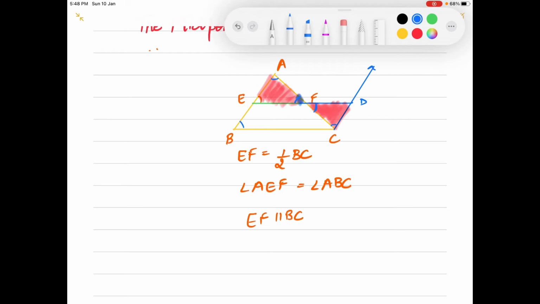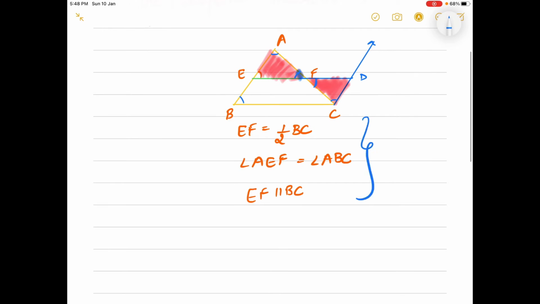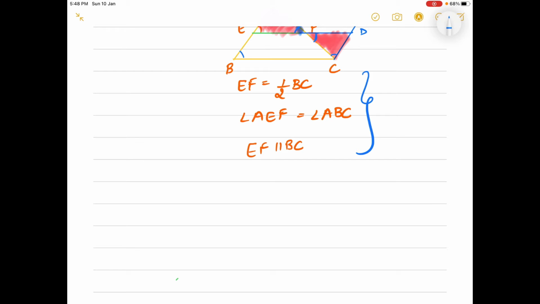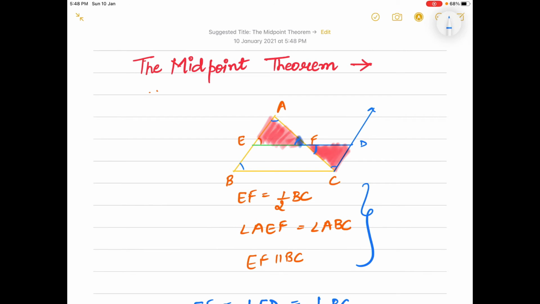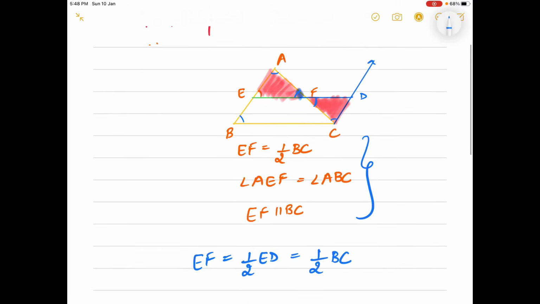So BCDE is a parallelogram, and in this case we can see that when the line segment joining the midpoints of two sides of a triangle is parallel to the third side, EF will be equal to half of ED, and EF will also be equal to half of BC. So this is our another result. And in order to understand these results, we have to attempt a simple question so that we can understand this midpoint theorem. Now first let's write what is the midpoint theorem.